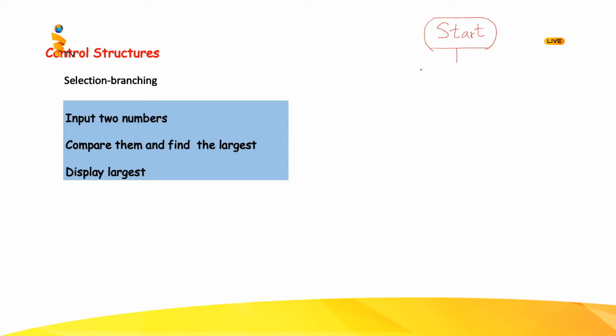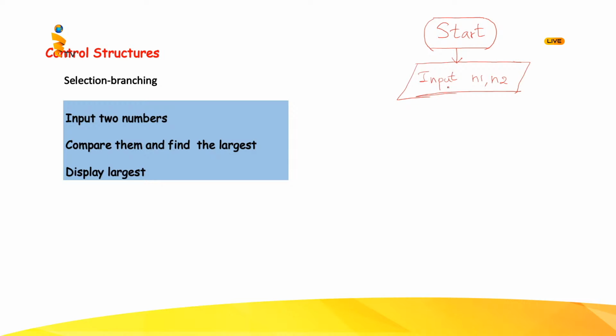First start, then we have to input our numbers. We will write input 2 numbers. For this also I will use input n1 and n2. We can use any letters. Don't think that only n1 and n2 can be used. You can use any English letter for this. So I am going to input. So my symbol should be a parallelogram. Then don't forget to put the arrow.